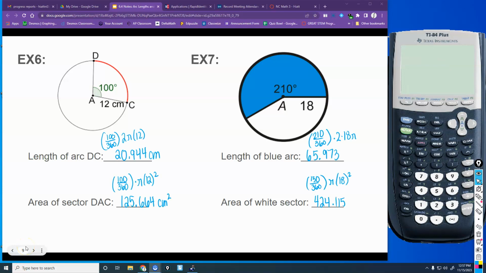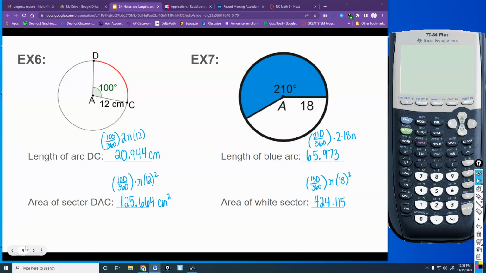Let's look at what I got here. Right, so for the arc length of DC, I got 20.944 centimeters. For the area sector of DAC, I got 125.664 square centimeters. For the length of the blue arc, I got 65.973, and there's no units on that one, but it'd be just units. And then area of the white sector, I got 424.115.